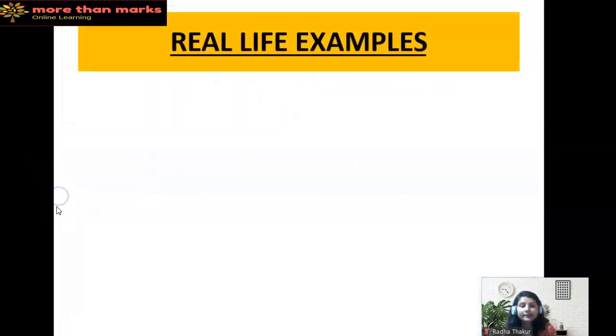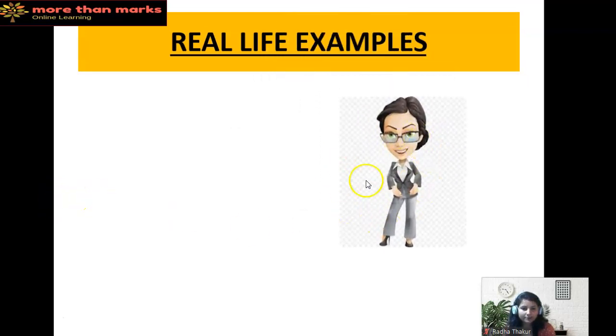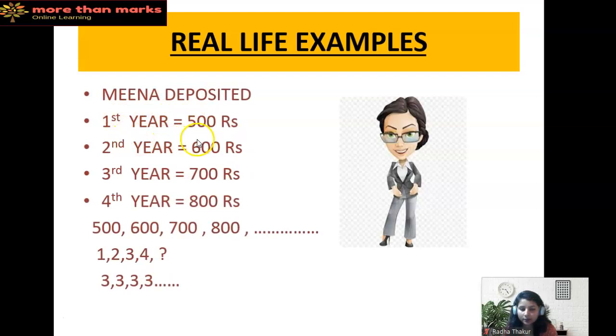See, next is again a real-time example. Let's suppose your mom is giving you pocket money and you save some of the money in the bank. In the first year, let's suppose you save 500, and in the second year 600, third year 700, and fourth year 800, and so on.